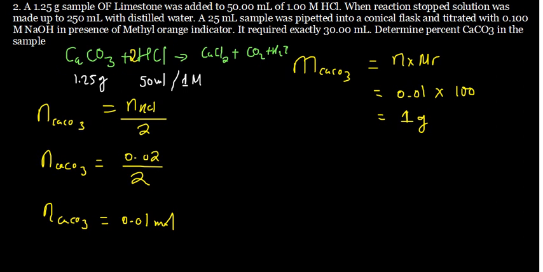So basically what we want to find is the percentage purity. That's the percentage of calcium carbonate which reacted. So that would be the mass of calcium carbonate which reacted divided by the whole sample, which is 1.25, and then multiply by 100%.